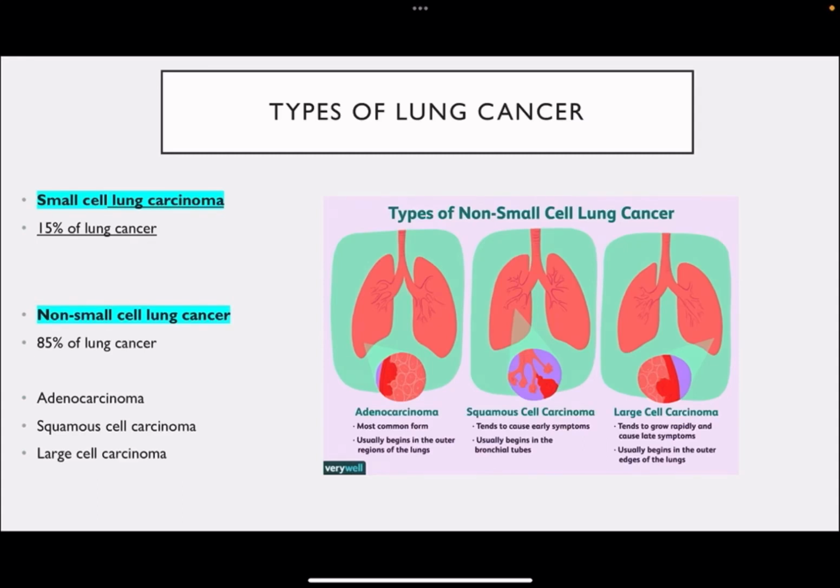I'm going to be talking about the different types of lung cancer, pathology, and risk factors associated with it. Lung cancer is split into two major categories. Small cell lung carcinoma makes up about 15% of lung cancer cases. This is a fast-growing type of lung cancer that's commonly caused by smoking. It starts in the bronchi and creates large tumors that'll spread throughout the body.